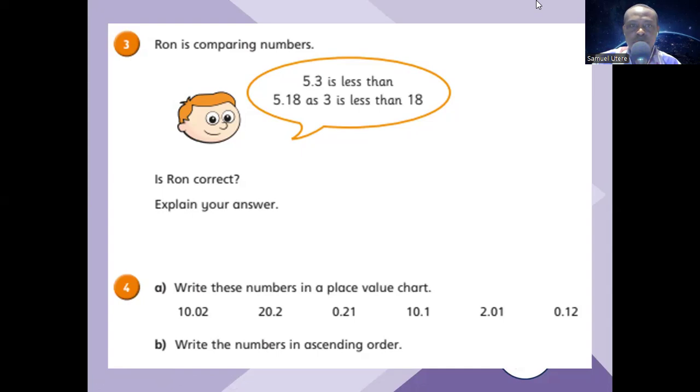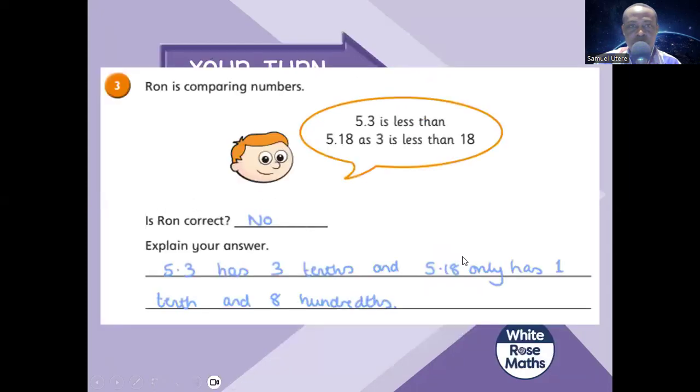Assuming you've paused the video and you've worked through question 3 and 4, here are the answers. Let's discuss them. For question 3, the answer is no. 5.3 is not less than 5.18.